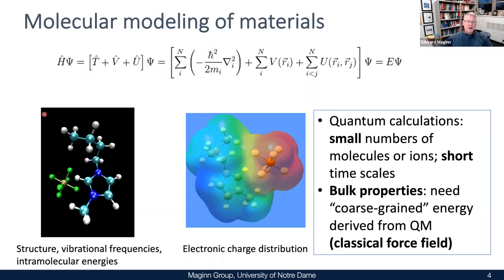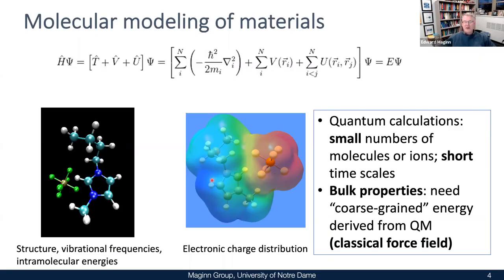And you can run quantum calculations on small systems like this. And if you want to do very accurate calculations, you're limited to a fairly small number of molecules or ions and very short timescales. So I can get things like structural or vibrational frequencies. I can get things like electronic charge distributions. Here you can see for this ion pair, red is negative charge, blue is positive. So I can kind of see how there's charge transfer between these ions.